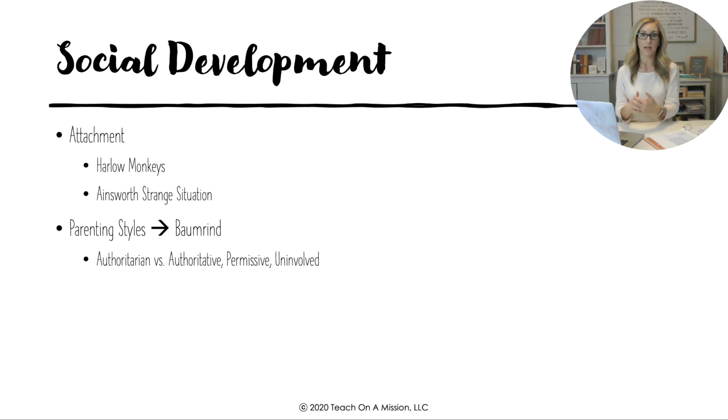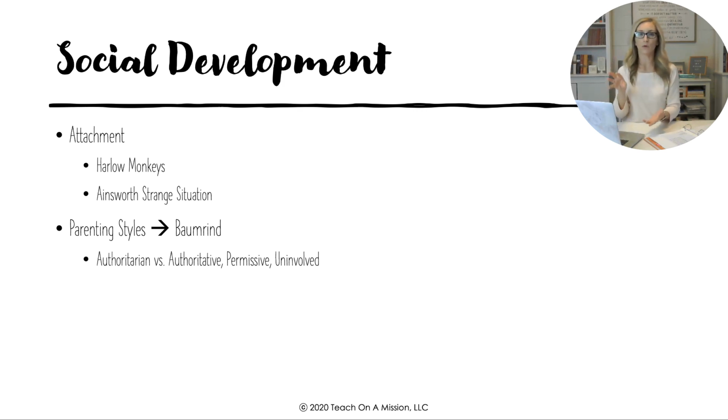Parenting styles as laid out by Baumrind, that's her name. Understanding the difference between the 2 confusing ones. Authoritarian, think totalitarian, very strict, expecting blind obedience. You do as I say because I'm your parent. I don't need to explain why.